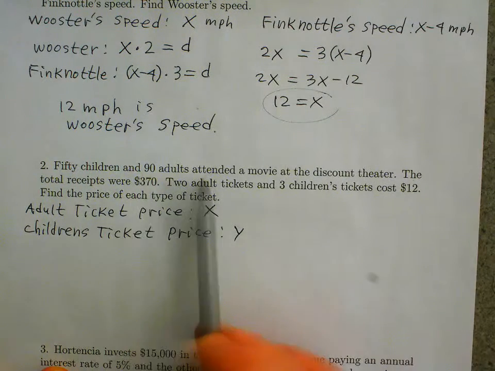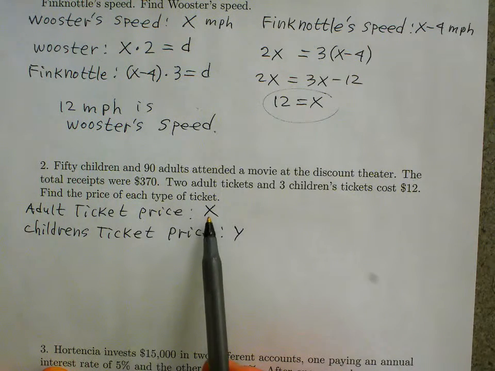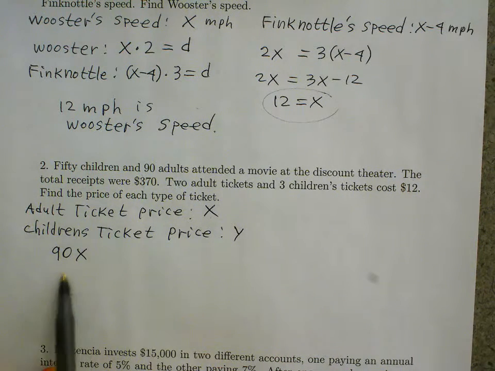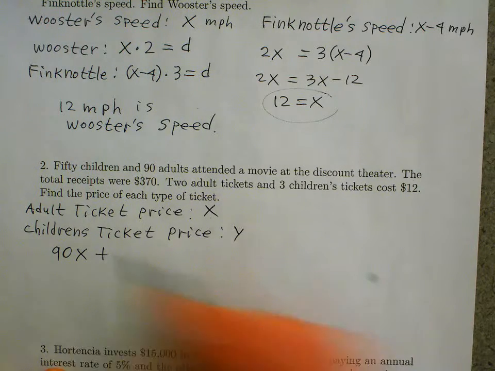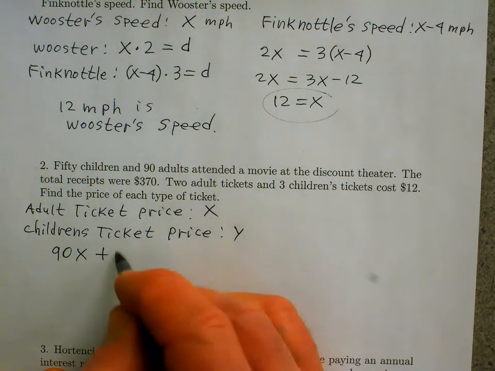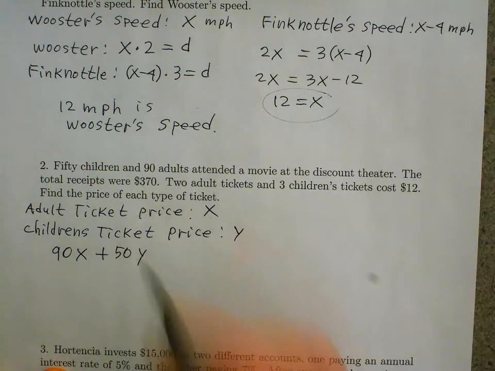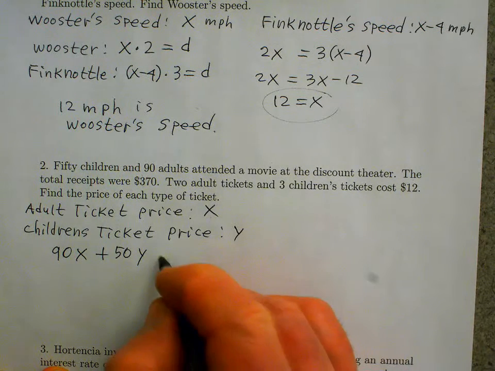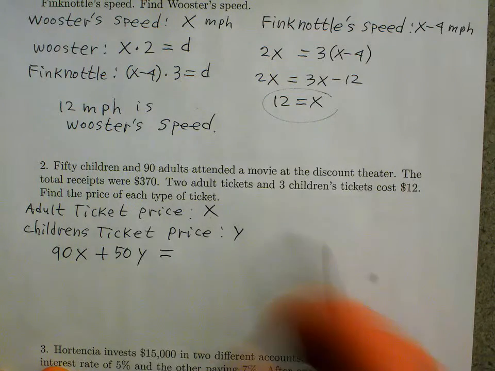Okay, so 90 adults each paid x dollars, so 90 times x, that represents the amount of money that was made by selling 90 adult tickets at x dollars per ticket. We add that to 50 times y. This represents the amount of money that was made by selling tickets to 50 children. And then we're told that the total amount of money made was $370.